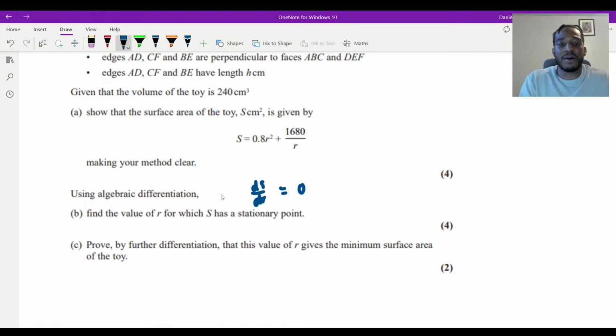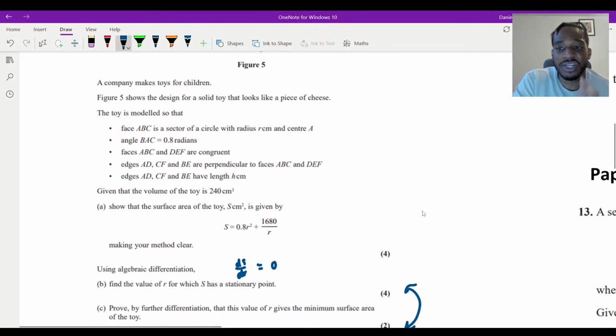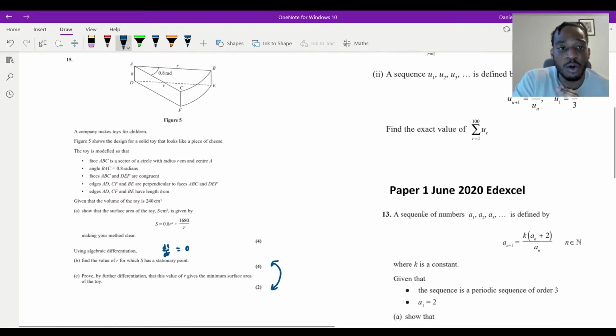So for r, blah blah blah. By further differentiation, prove that this value of r gives a minimum surface area. That's exactly what we did in the first question of this live, right? You can easily score 6 marks out of 10, even if you can't do part A. So that's just something I really want to stress: if you see a show that question tomorrow, that does not mean you cannot do the rest of the question. Yeah.